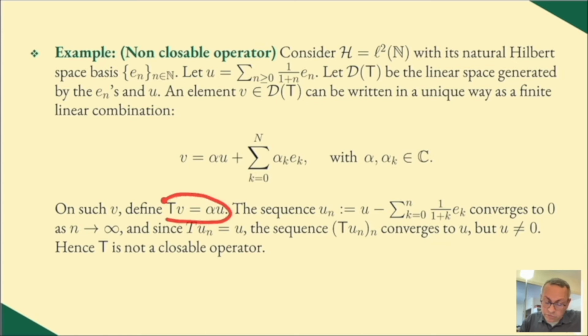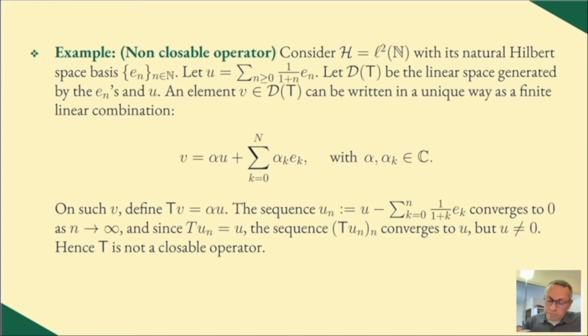Since this expression is unique, we can define the action of T on such a v: T on v is equal to alpha u. So you discard the other terms. The way T is defined, T on e_k is equal to 0. And as I said, this is well defined because this expression is unique.